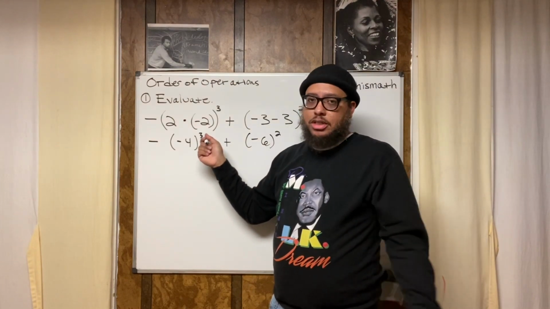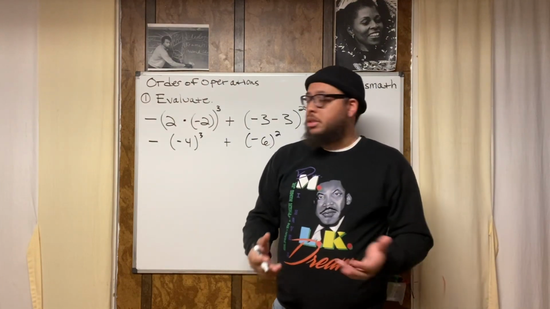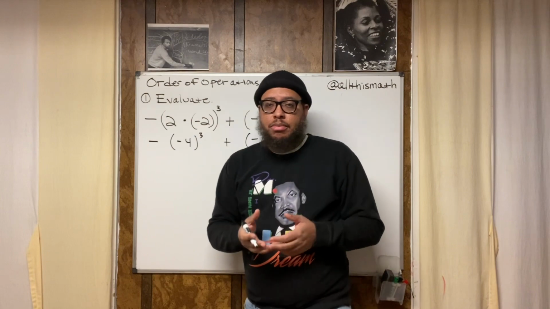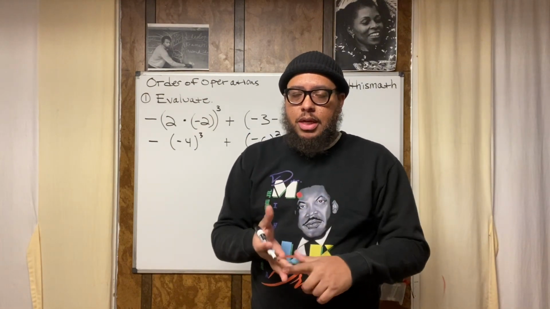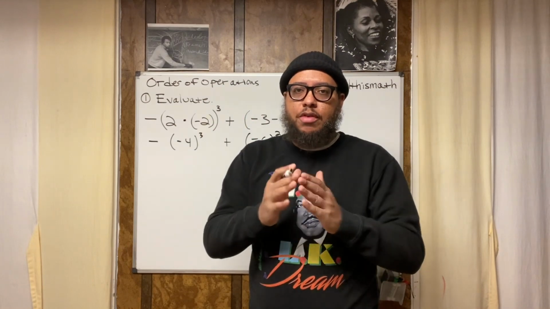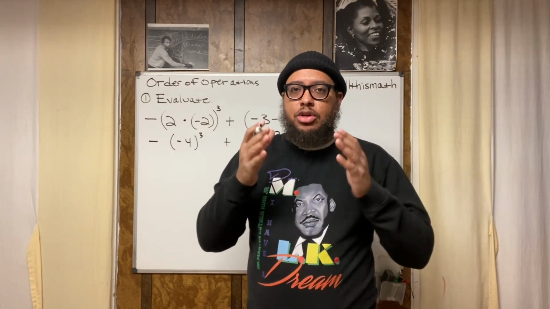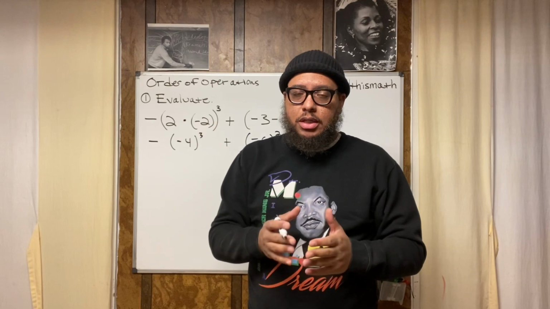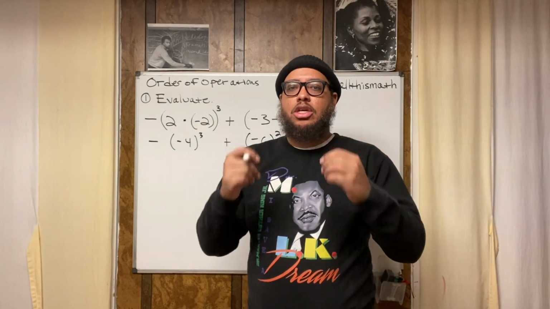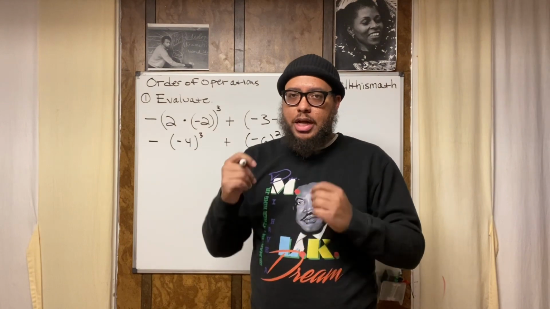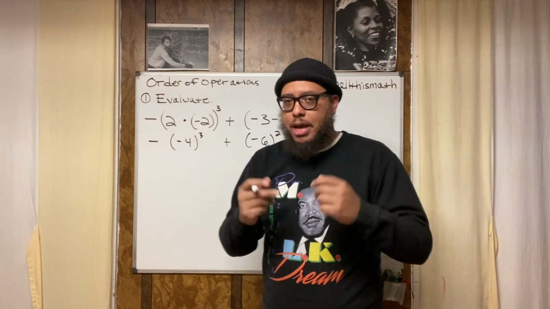But this exponent is still here. So you got to ask yourself a question. You got to decide, should you use the exponent first or should you multiply by negative one first? These are the questions that you got to ask yourself whenever you're evaluating or simplifying and you're trying to apply the order of operations correctly. It's a series of questions. You got to have an internal dialogue and ask yourself, what should I do next? What should I do next? You got to keep asking yourself that.